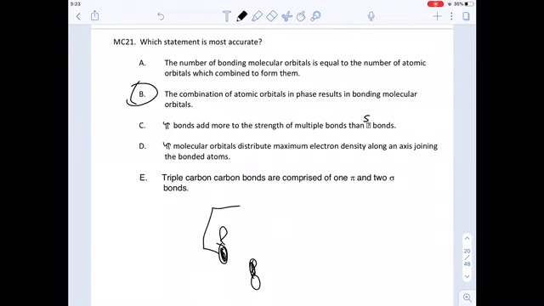Even with the Diels-Alder, for example, they have to be in phase when they come together, the diene and the dienophile. So this one slides underneath in phase, and that's how you get the formation of a bond. So the answer to multiple choice 21 is B, and this is definitely one I would write down because the conceptual ones are ones he doesn't really get creative with.